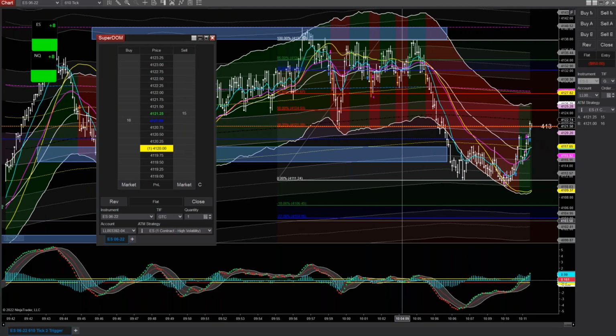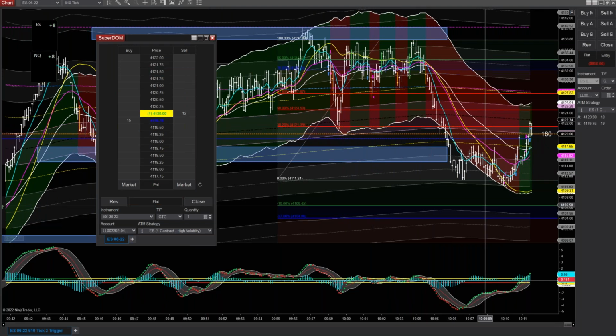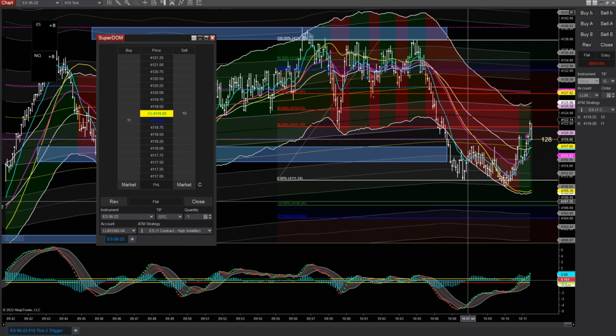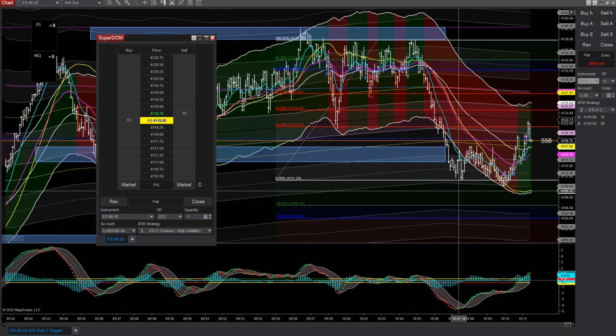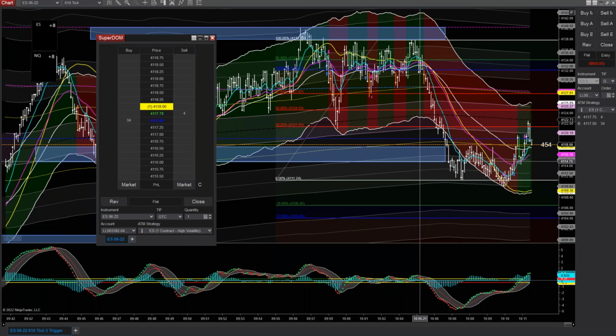Again, with this account, my drawdown is all the way down to 2.5. Especially with this volatility, I still expect this to come down. It's just so volatile right now.